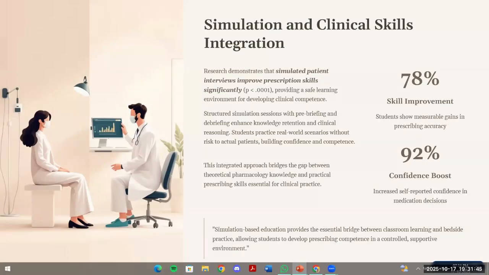With simulation-based education nowadays, the CBME curriculum provides the essential bridge between classroom learning and bedside practice, allowing the students to develop prescribing competence in a controlled and supportive environment. That is the ambience being developed in our setup, to develop well-understood prescribing skills for evidence-based, real scenario, case-based treatment for the patients. This was developed among the students.